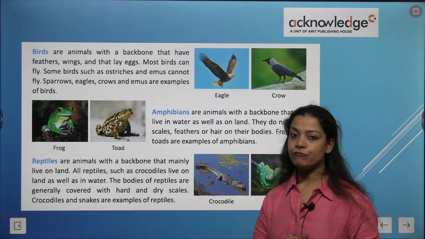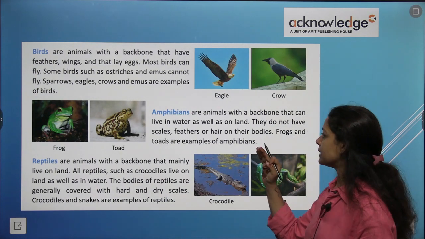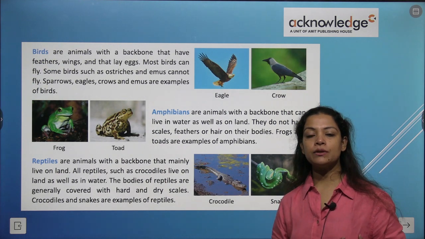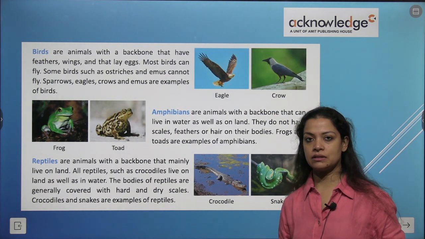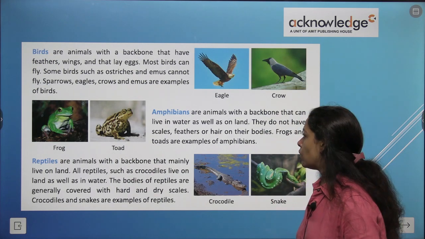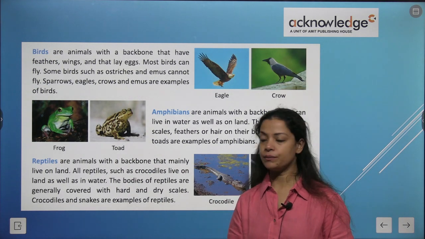Now coming to amphibians. Amphibians are animals with a backbone that can live in water as well as on land. Amphibian कौन से animal होते हैं जो दोनों areas में survive कर सकते हैं, land and water. They do not have scales, feathers or hair on the body. Frogs and toads are examples of amphibians.